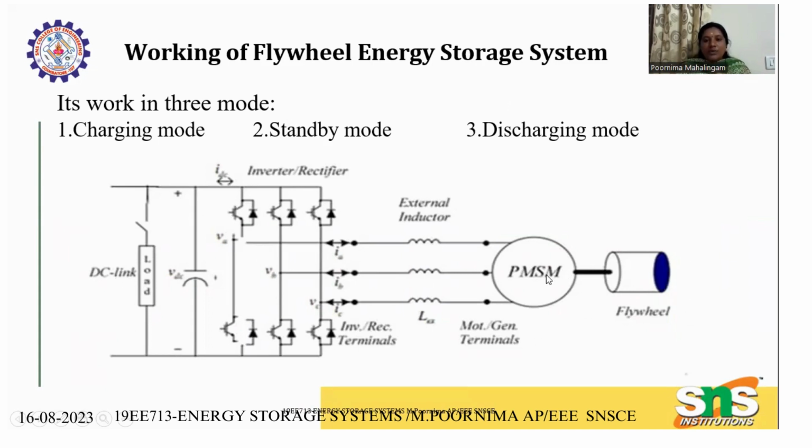So this is the flywheel, with a permanent magnet synchronous motor, the motor generator set, and external inductors. We have a rectifier and inverter, so it converts AC to DC and DC to AC; it is bidirectional. Then there is a DC link, and finally the DC link load. This is a circuit diagram of a flywheel energy storage system.